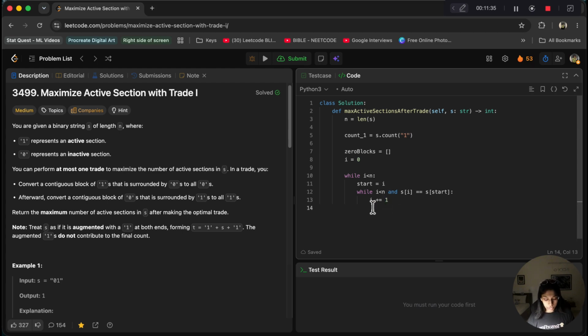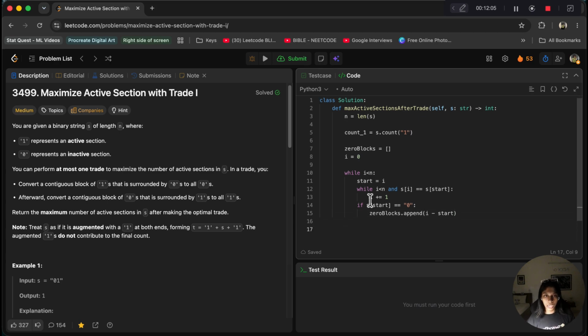So I'm just going to do a check to see if the starting element was 0, because I only want to consider those. So if s of start is equal to 0, then I'm going to do zero_blocks.append. What was the size of this? So it would be i minus whatever start was. All right. So again, for the next iteration, start will go to whatever the next i was, and we're going to start considering that.